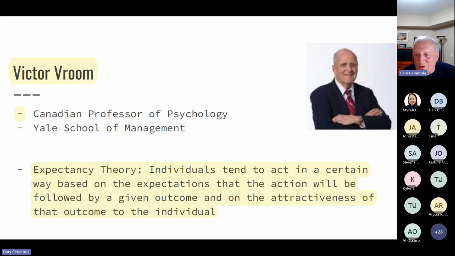So individuals tend to act in a certain way based on expectations that the action will be followed by a given outcome, and on the attractiveness of that outcome to the individual. See how we're engaging that? What's in it for them? But yet we place expectations on them, but we give them the tools to get there. All right, so basically what we're doing is motivating the elephant, in terms of the Heath brothers in that book called Switch.